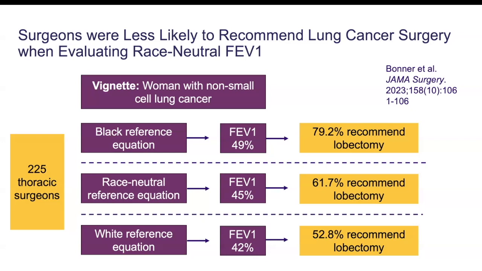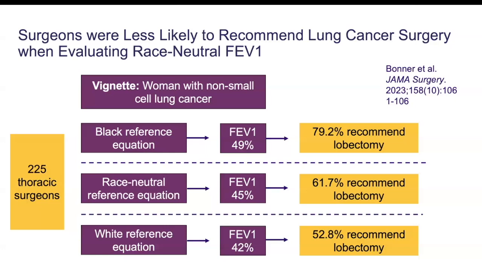Surgeons either received values calculated with the GLI Black reference equation, a race-neutral reference equation, or the GLI White reference equation. All percent predicted values were between 30 and 60%. Within this range, recommendations are not clear on the optimal management, and so the surgical approach varies. The primary outcome was treatment recommendations. Surgeons recommended lobectomy, wedge resection, or radiation therapy. Lobectomy is considered the only curative treatment for lung cancer.